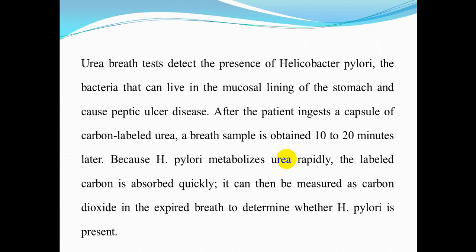After the patient ingests a capsule of carbon-labeled urea, a breath sample is obtained 10 to 20 minutes later because H. pylori metabolizes urea rapidly. The labeled carbon is absorbed quickly. It can then be measured as carbon dioxide in the expired breath to determine whether H. pylori is present.